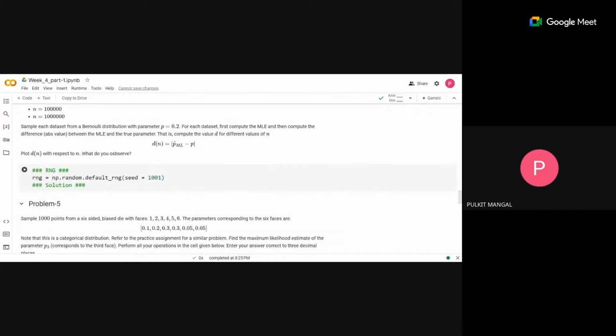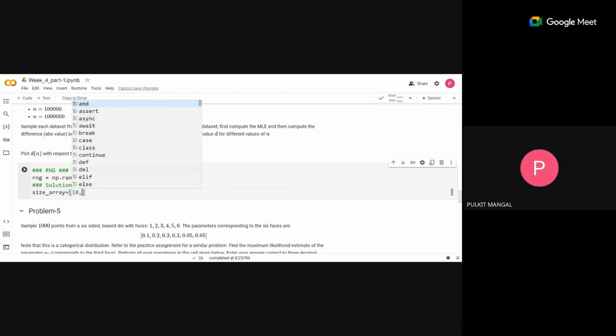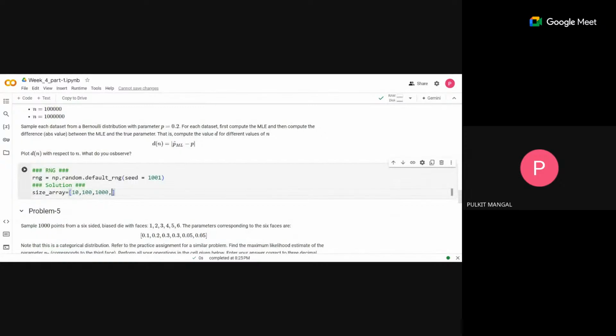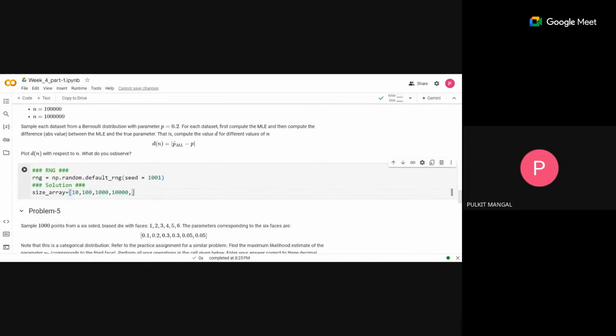Okay, let's see it through Python. First, I will create a size array that will contain all these n values: 10, 100, 1000, 10,000, and so on. And how many do we have? 1, 2, 3, 4, 5, 6. Okay, so I created this size array.